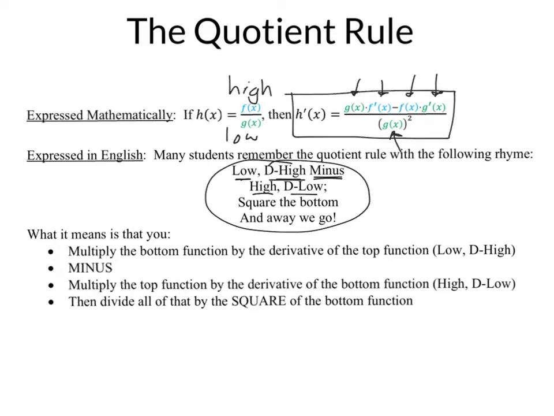That just means that you square the function that's on the bottom, and then away we go means that you're done with it. So if you follow this rhyme, low d high minus high d low, square the bottom, and away we go, you end up being able to do the quotient rule pretty simply. Again, it sounds bad, but as we get into examples, I hope that you'll see that it's pretty straightforward.